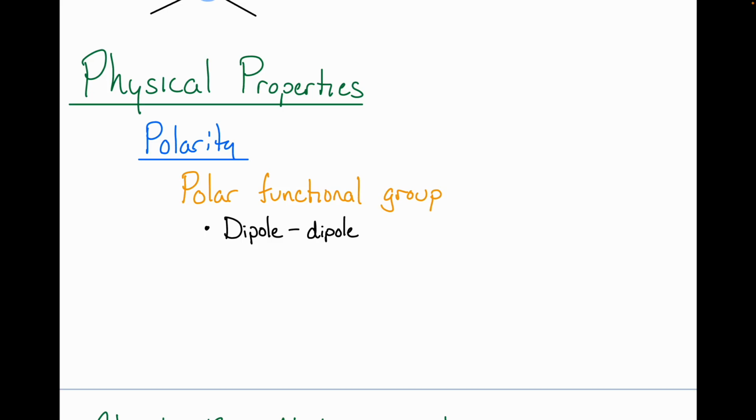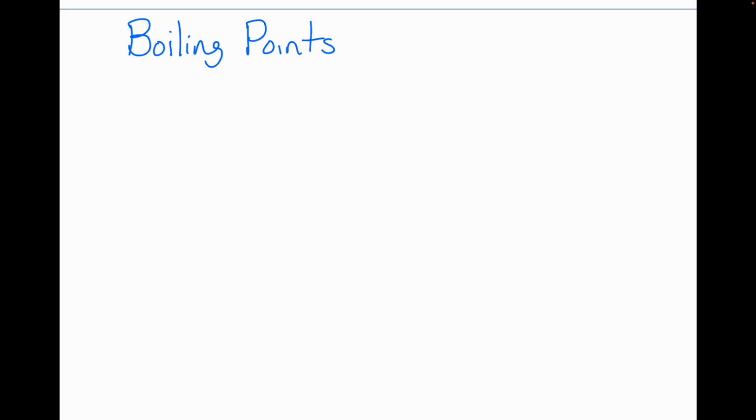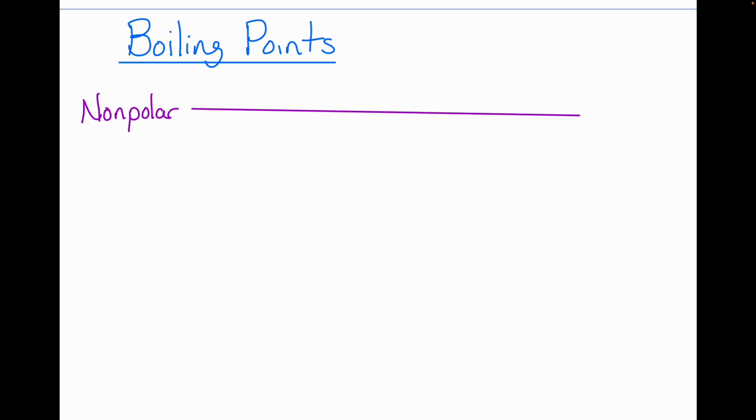Okay, and we can talk about the strength of these interactions. We can compare them using boiling points. So let's take a look at boiling points. And we want to compare similar sized molecules because, of course, bigger molecules have higher boiling points than smaller molecules, relatively speaking. All right, but what we want to compare is molecules of a similar size. And we're going to compare nonpolar versus our polar functional groups.